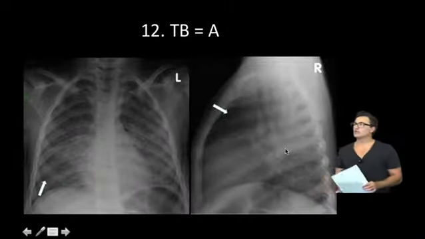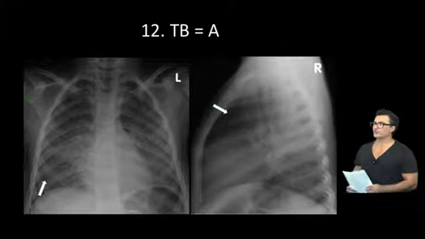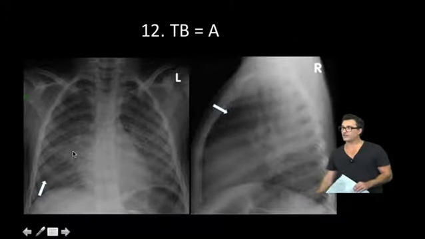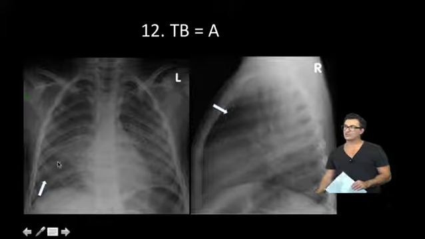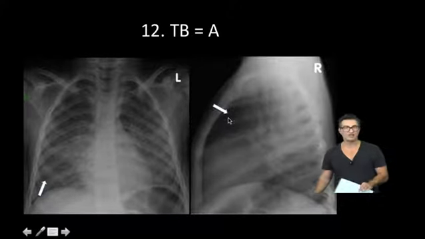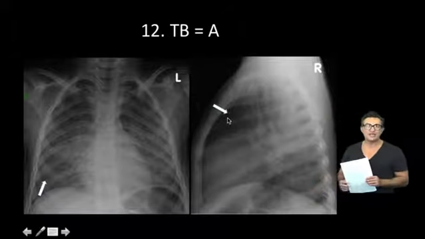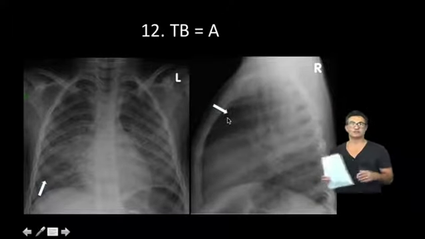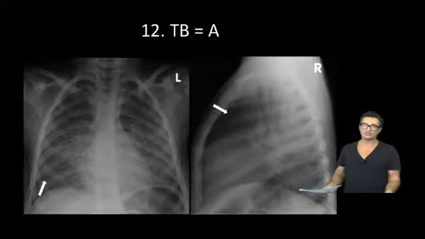12 is TB, not because I see lymphadenopathy, but if you look carefully at the costophrenic angles, where there's less vessels, and if you look behind the sternum, where there are less vessels, you will see many, many, many little dots. This is a miliary pattern. You have to get used to it.